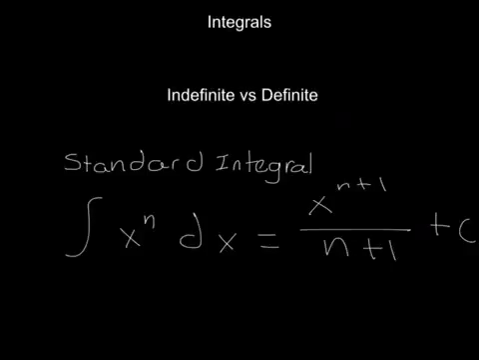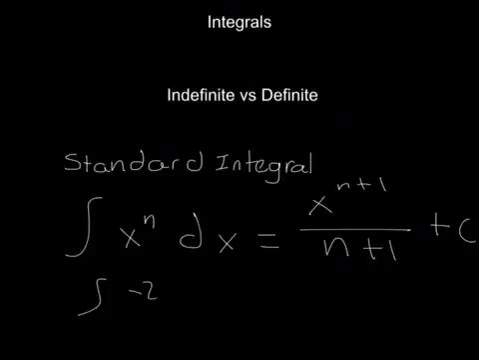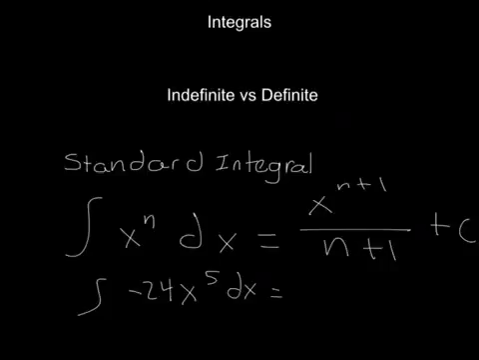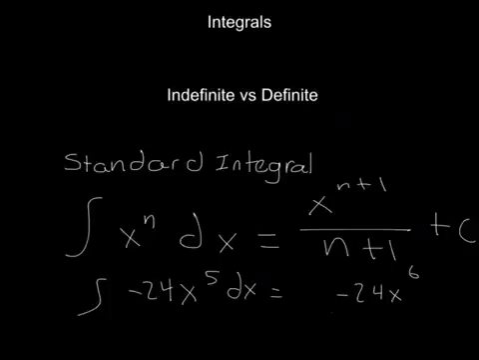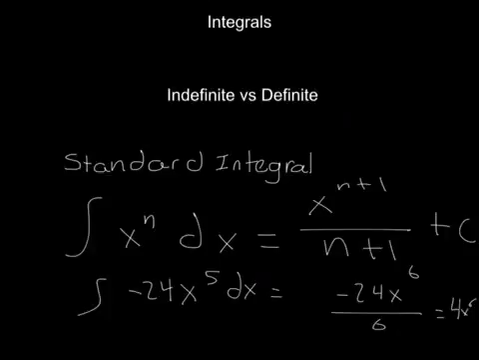A quick example of this would be the integral of minus 24x to the 5th power dx, and this would be equal, as we already put, to minus 24x to the 5 plus 1, which is 6, divided by 6. Our answer would be minus 4x to the 6 plus c.